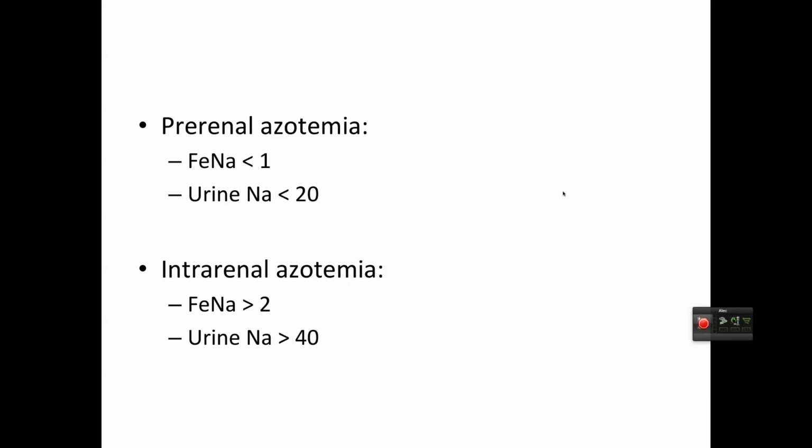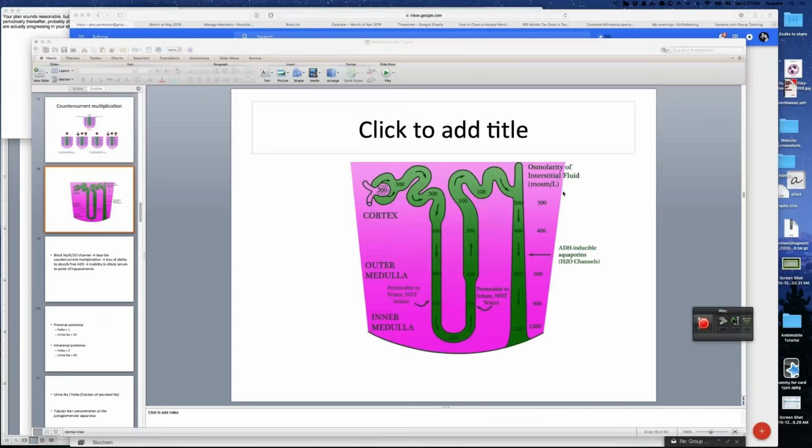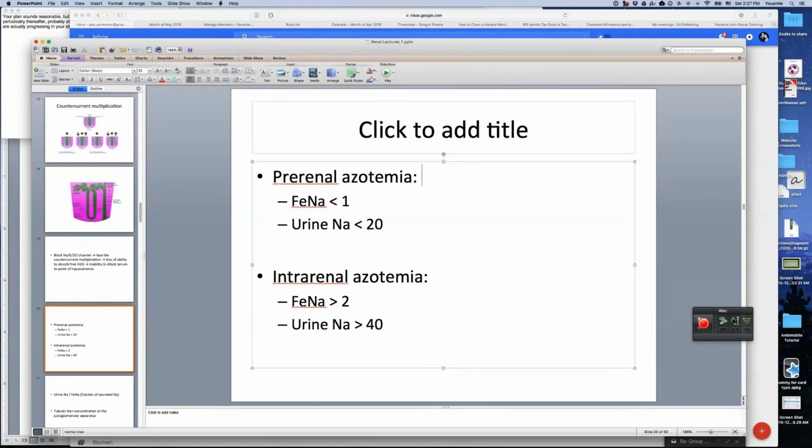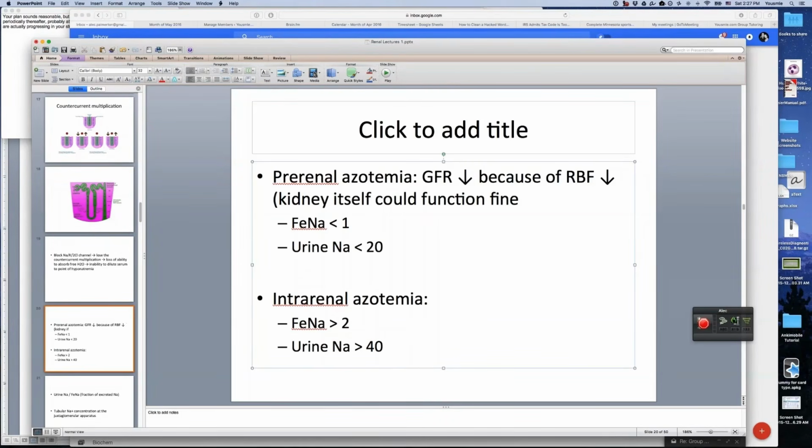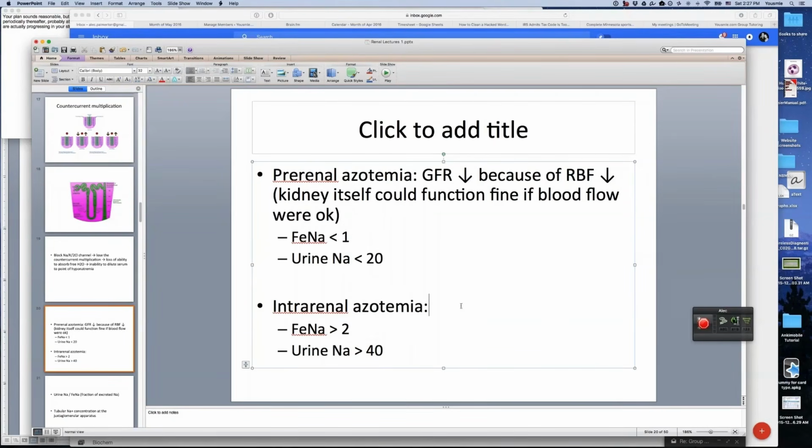So if the kidney's filtering less, it means that you are in kidney failure, or at least you have decreased renal function. Okay, so the difference between prerenal azotemia and intrarenal azotemia is that prerenal azotemia means that GFR is down because of renal blood flow down. But the glomerulus itself, like the kidney itself, would function fine if blood flow were okay. That's basically what prerenal azotemia is.